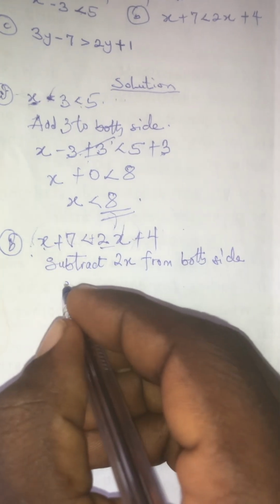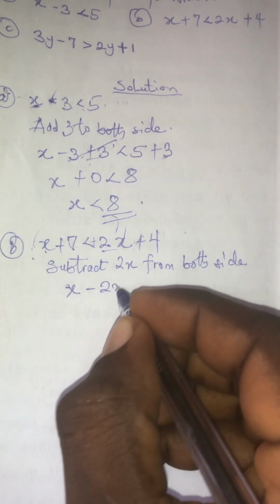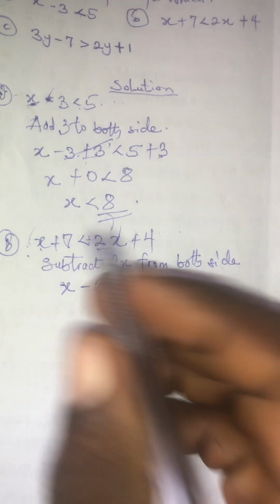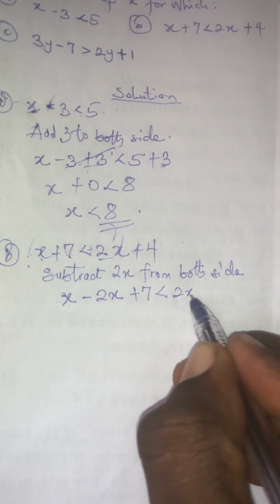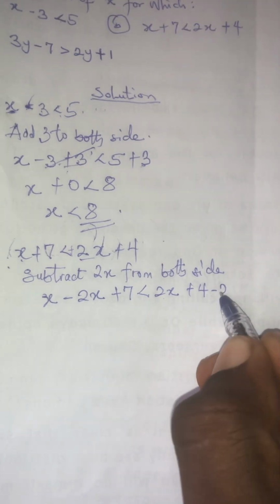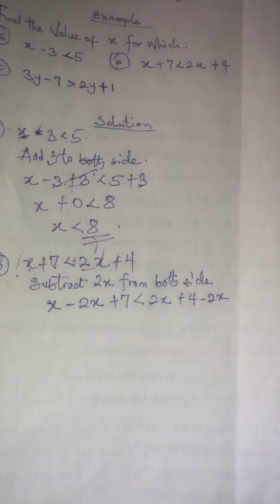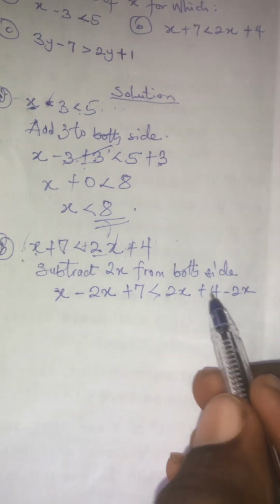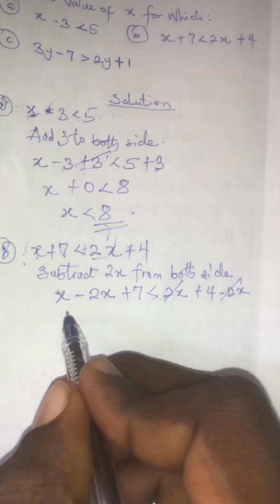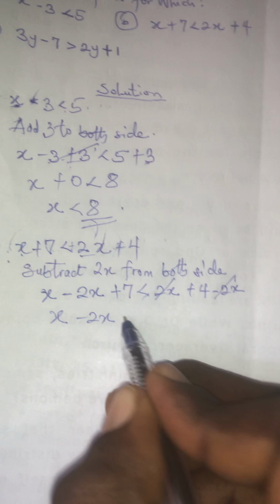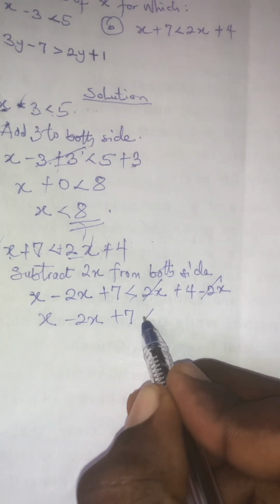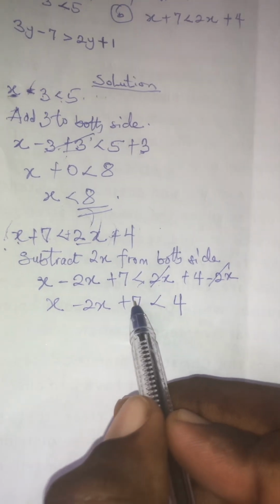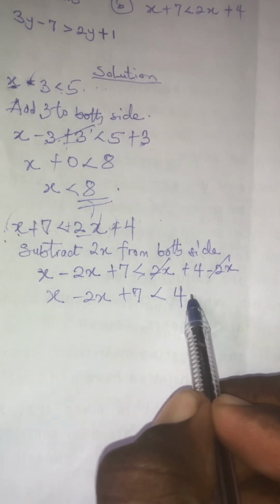So now try x minus 2x plus 7. Remember that I plus 7 to there. Then less than 2x plus 4 minus 2x. Are you getting it? That is, we are subtracting this 2x from both sides, here and here. So this 2x, we cancel this 2x. So now I have x minus 2x plus 7 less than 4. Now, the next thing to do so that this one will go to here, we will make the formula of this. Are you getting it?